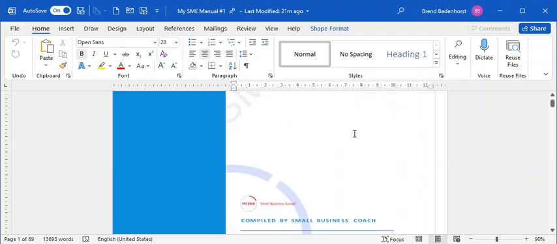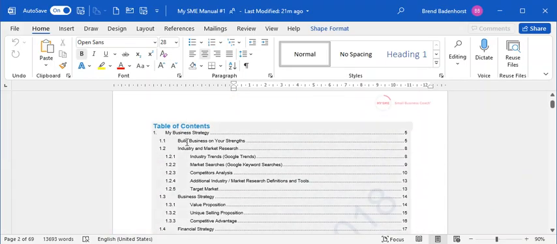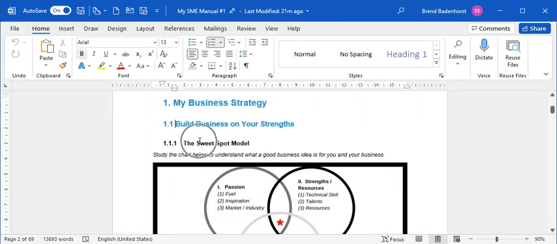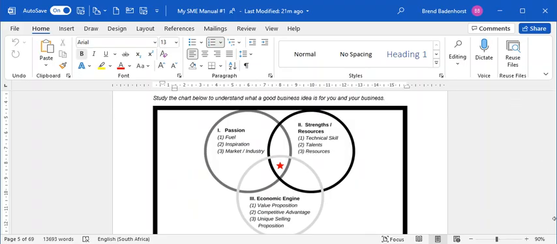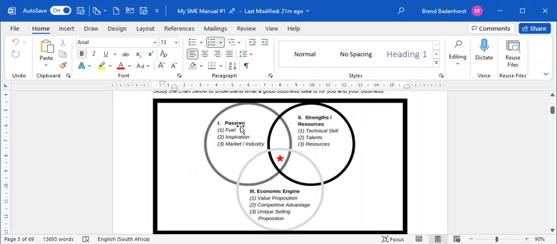We're going to scroll down and select section number 1, business strategy, and under that, build business on your strengths. Under Build Business on Your Strength, you'll find the sweet spot model, and this is basically a presentation of how the sweet spot model looks. You've got passion, strength and resources, and economic engine.